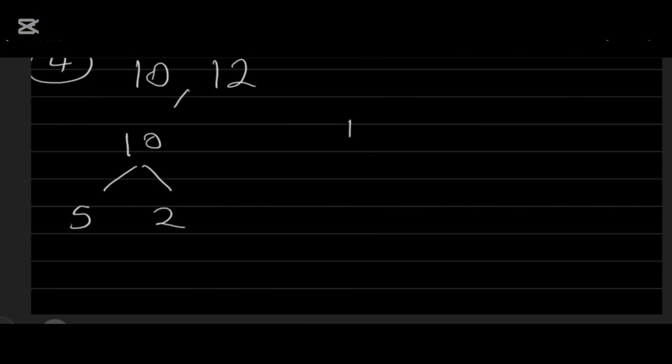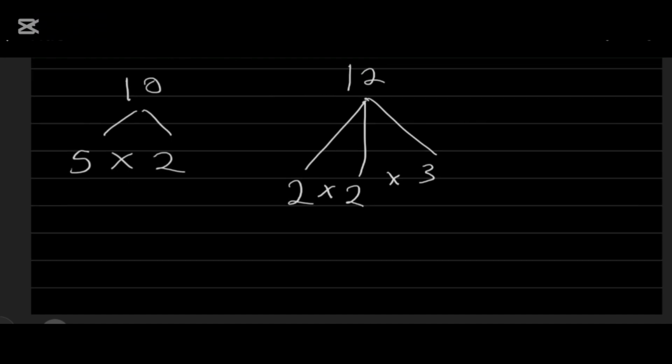Going to 12. 12 can be expressed in terms of 4 and 3, but 4 is not a prime number, it is even, so we have to divide the 4 itself, which means 12 is 2 times 2, because 2 and 2 are 4, and then multiplied by 3. That is 2 times 2, 4. 4 times 3 is 12, while here 5 times 2 is also 10.